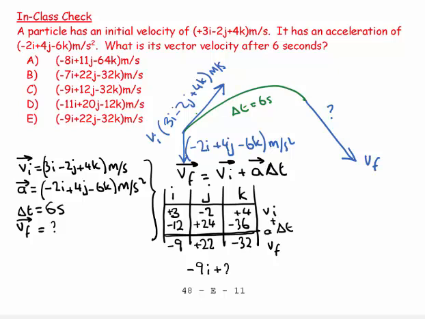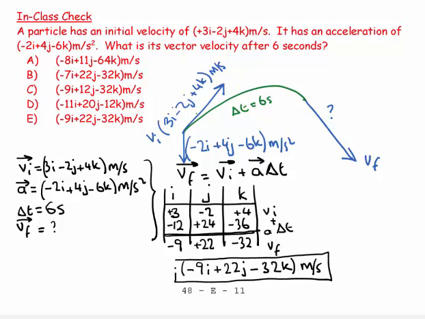plus 22j minus 32k. It's going to be meters per second. I like to put these things in parentheses and put a nice box around it. It's nice to remember to do your little hats on top of your unit vectors. And there we have the answer. Minus 9 plus 22 minus 32.